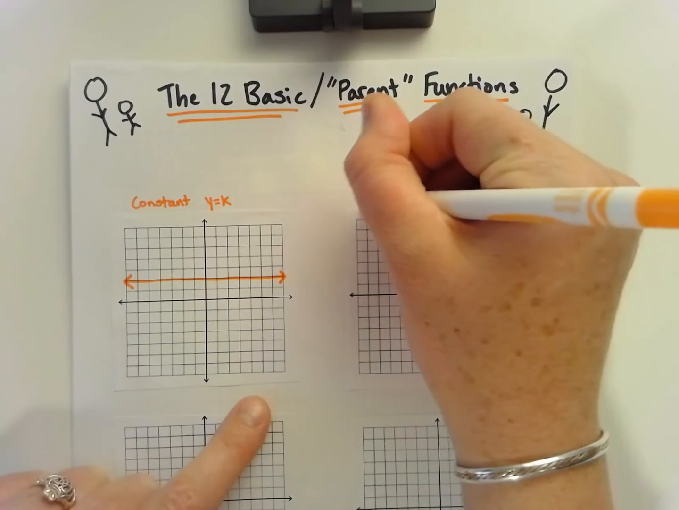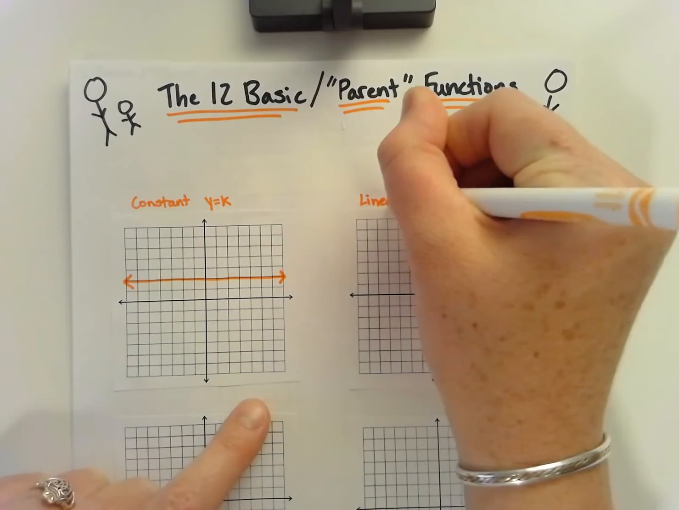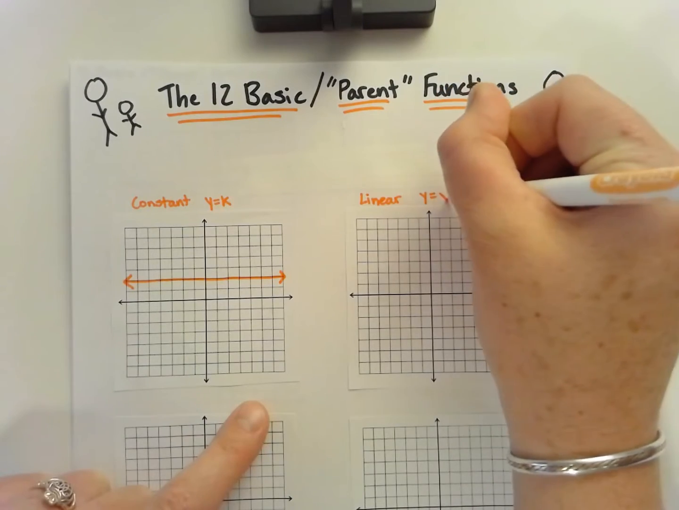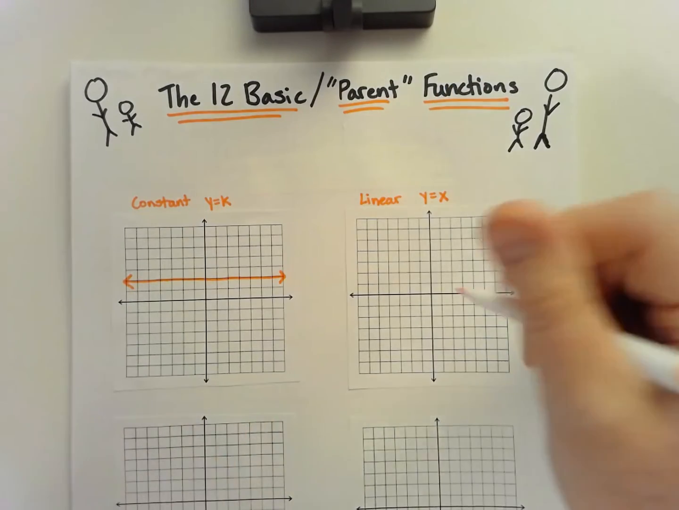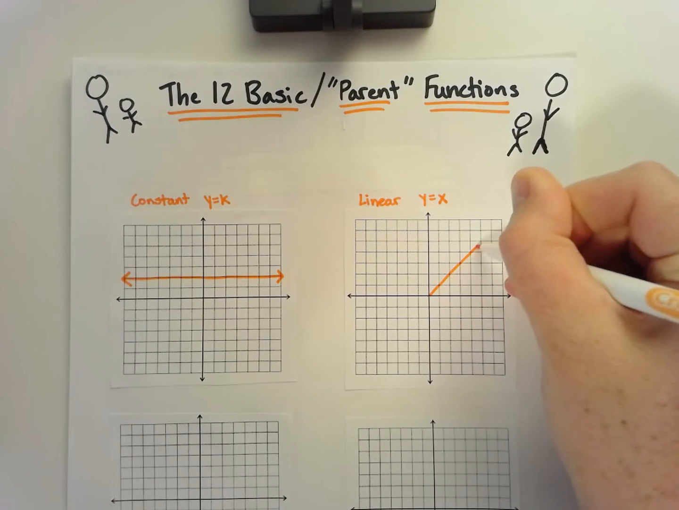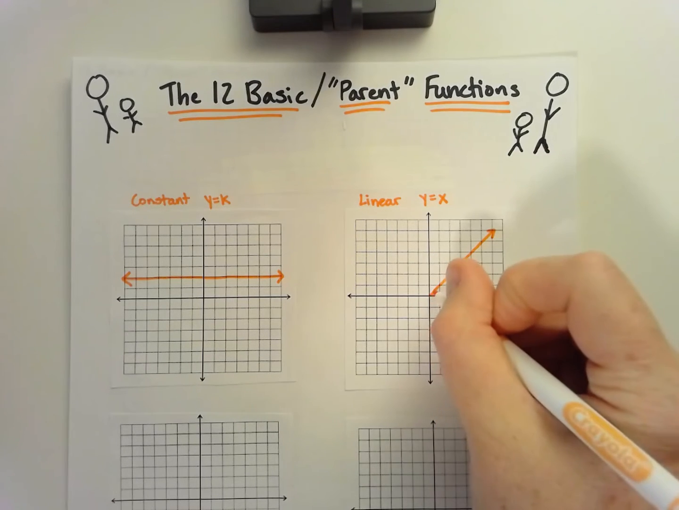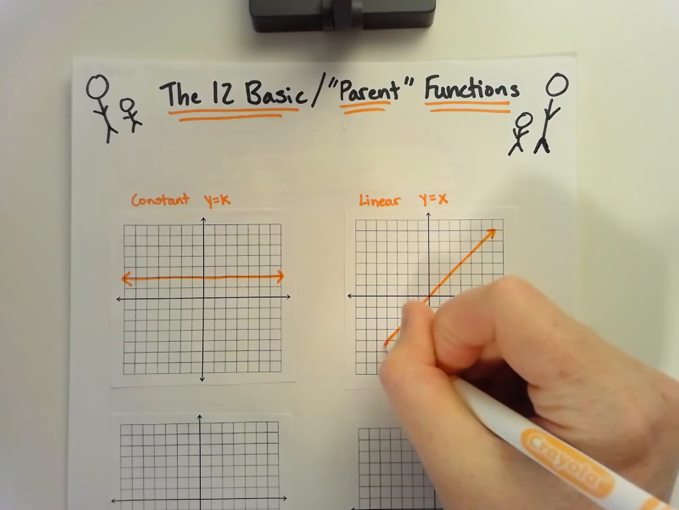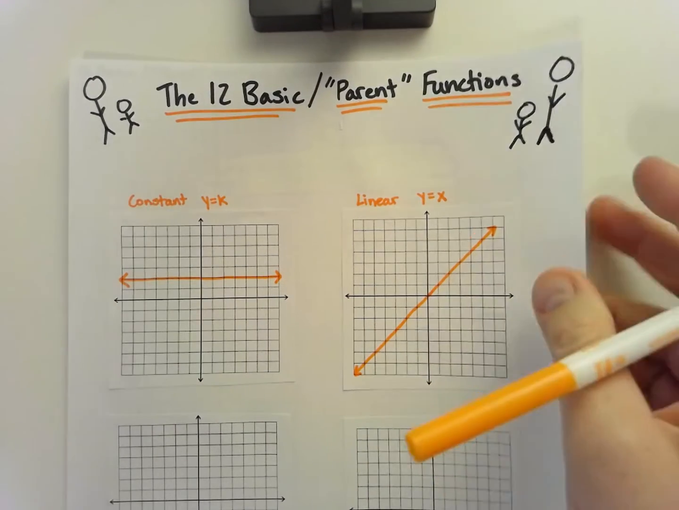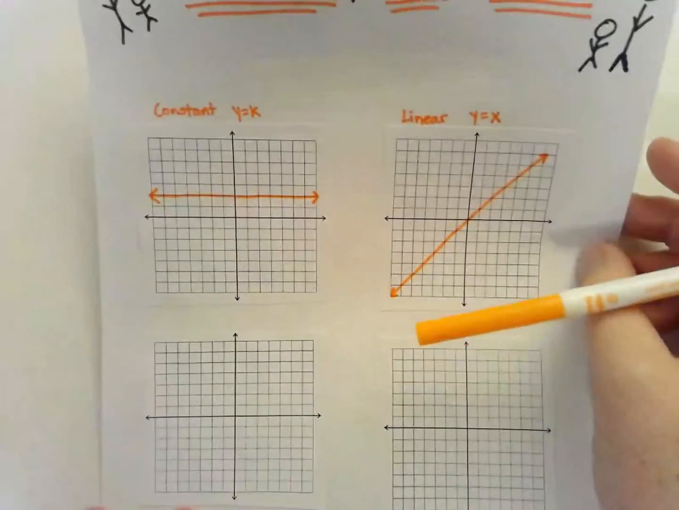The second one we're going to draw is a linear function. So the parent function for linear is just y equals x. So it is that really basic line that goes right through the origin and has a slope of 1, just right through the middle of the graph. That's our basic parent linear function.